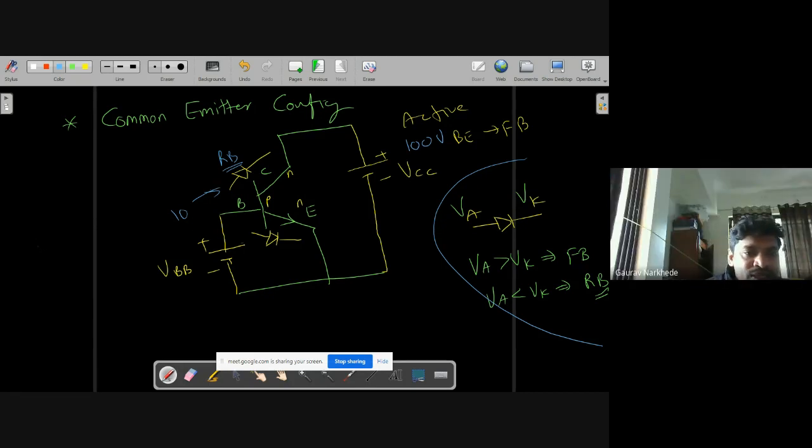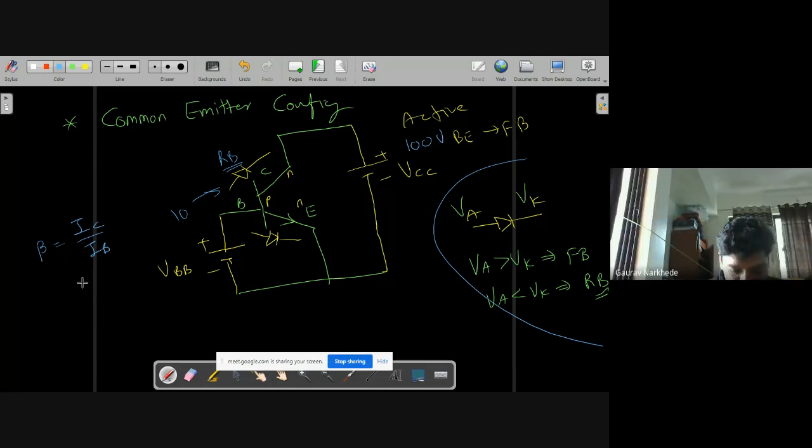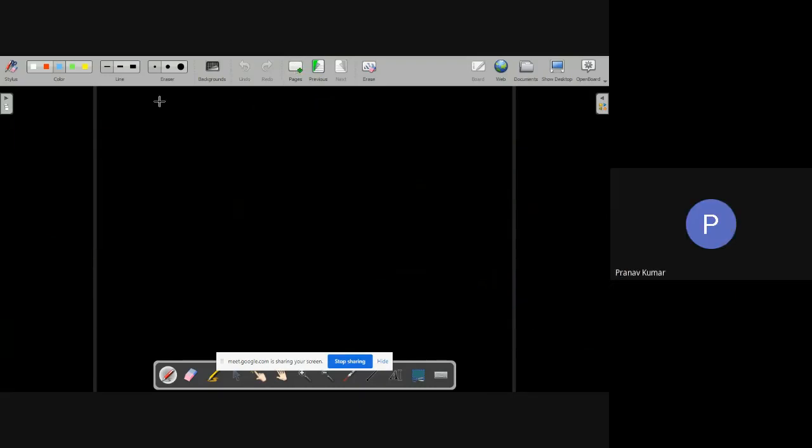So here beta is the current gain. It is equal to IC upon IB, correct? And you also know the relation between alpha and beta.